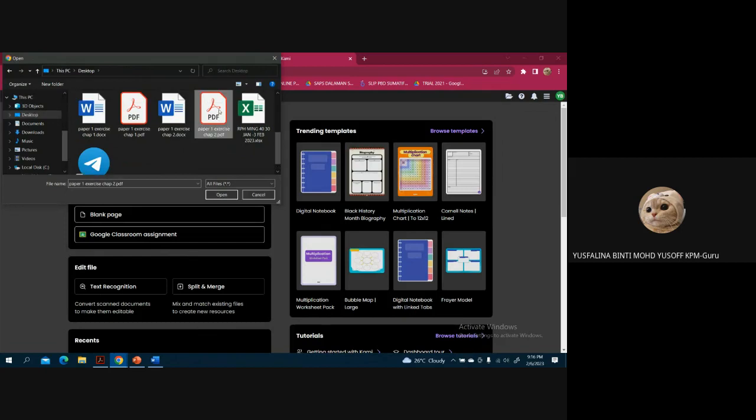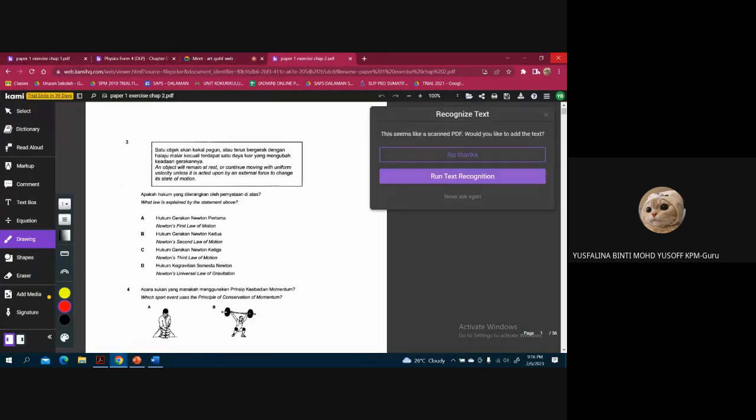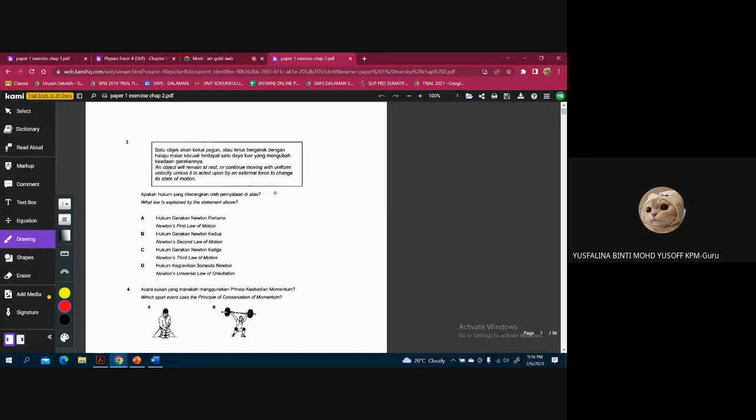Paper one, exercise chapter two. Okay, I didn't give on your group. So we see the pattern, the question pattern for chapter two, form four. Then it says here, an object will remain at rest or continue moving with uniform velocity unless it's acted upon by an external force to change its state of motion.